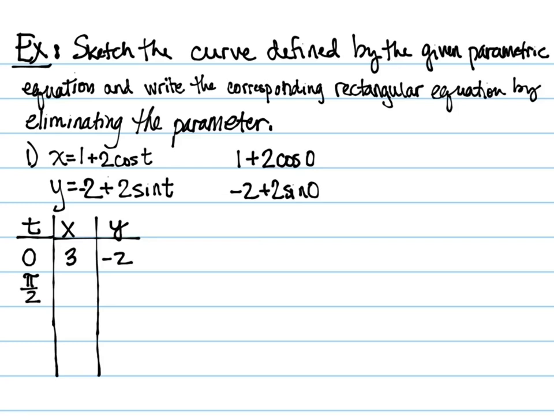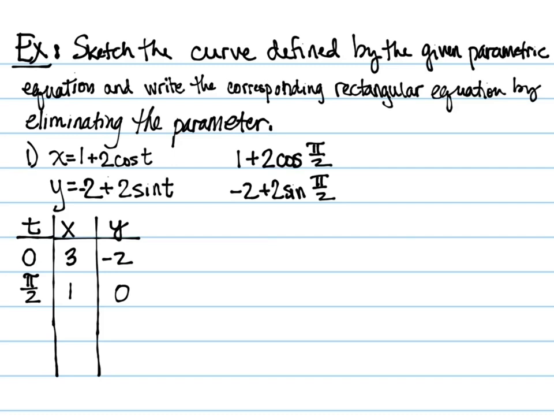So if I go back up to my equations up here, and I put in a pi over 2, I've got the cosine of pi over 2. What's the cosine of pi over 2? That's 0. So I get 1 plus 0, so that would be 1. And what if I did the sine of pi over 2? That's 1. And then I have 2 times 1 would be 2, plus the negative 2 at the beginning would be 0. So I get a 0 on that one.